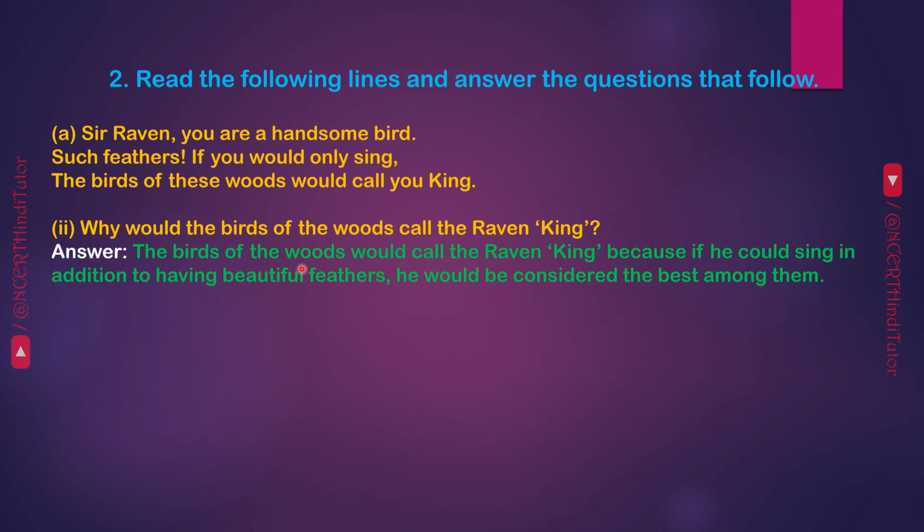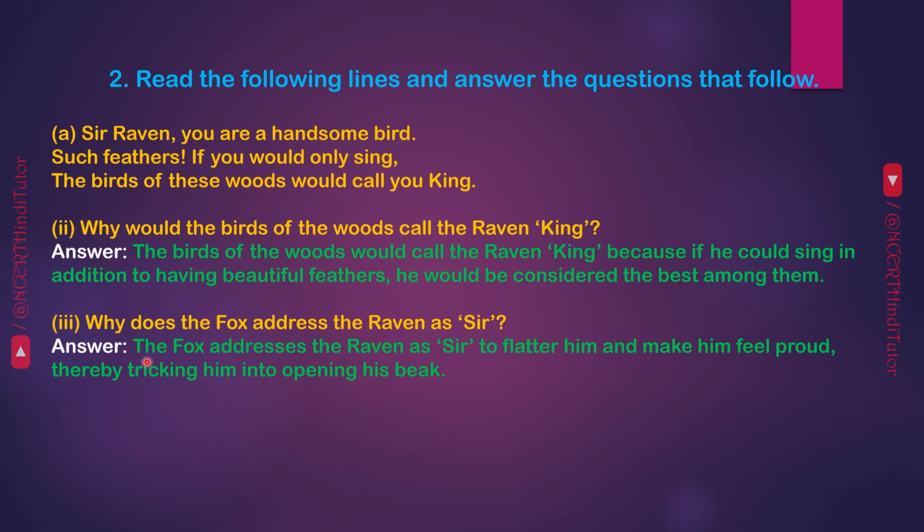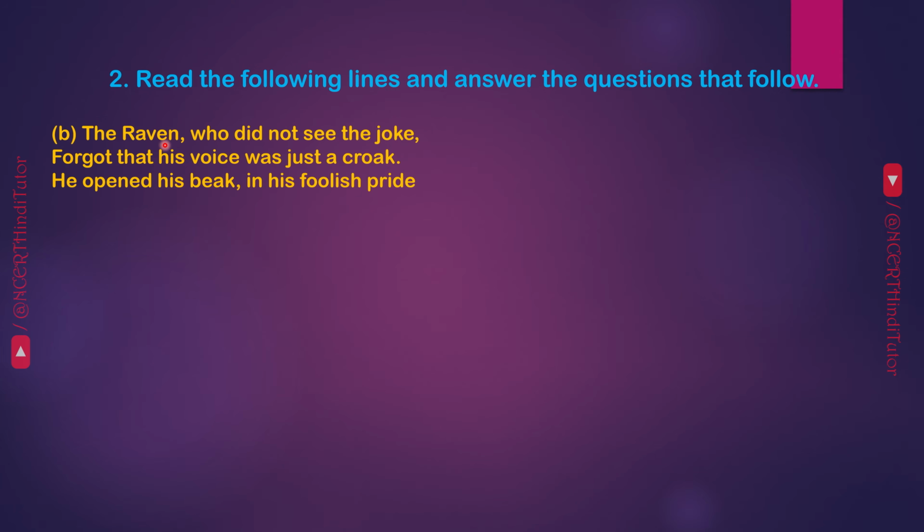Answer, the birds of the woods would call the raven king because if he could sing in addition to having beautiful feathers, he would be considered the best among them. Third, why does the fox address the raven as sir? Answer, the fox addresses the raven as sir to flatter him and make him feel proud, thereby tricking him into opening his beak. B. The raven, who did not see the joke, forgot that his voice was just a croak.